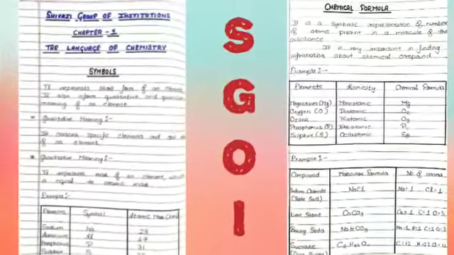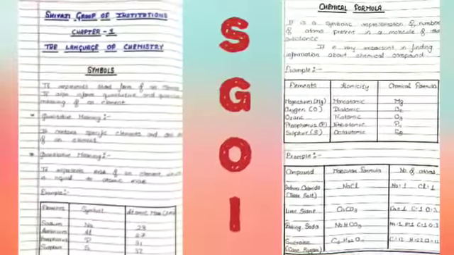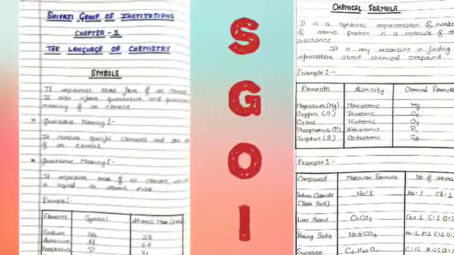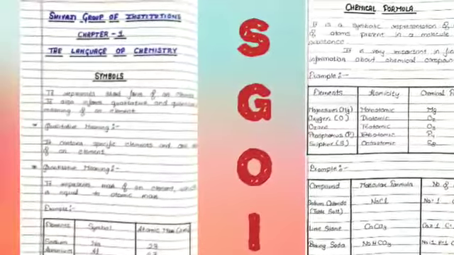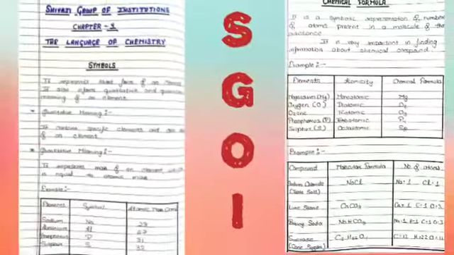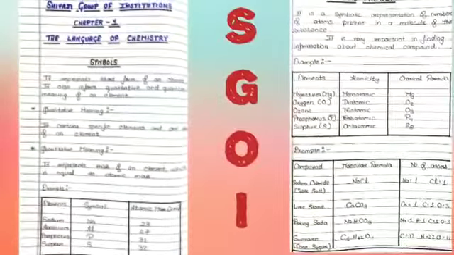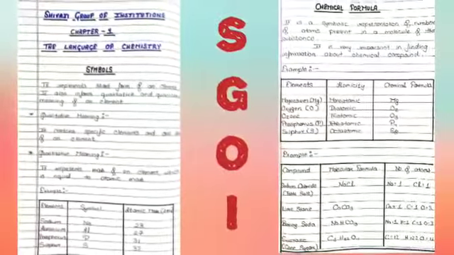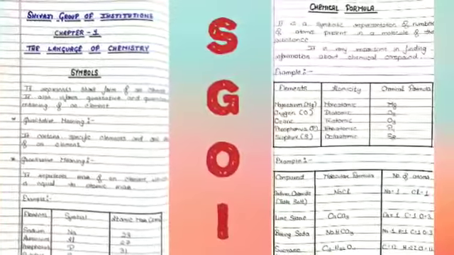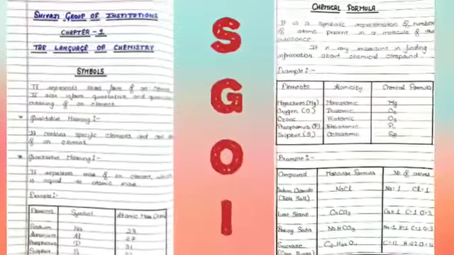Baking soda, NaHCO3: sodium 1, hydrogen 1, carbon 1 and oxygen 3. Next is sucrose, known as cane sugar, also known as sugar, having the molecular formula C12H22O11. In this compound, carbon is 12, hydrogen 22, oxygen 11.